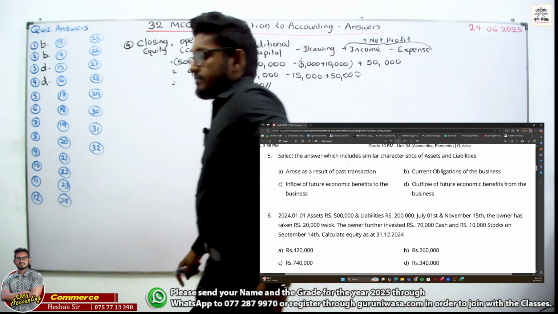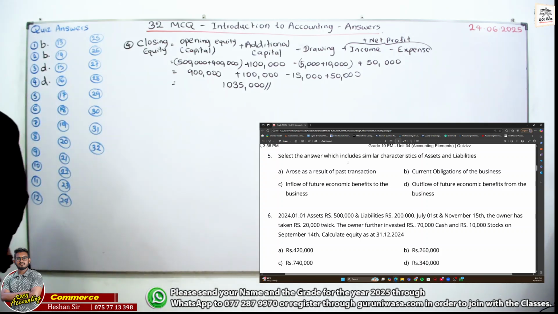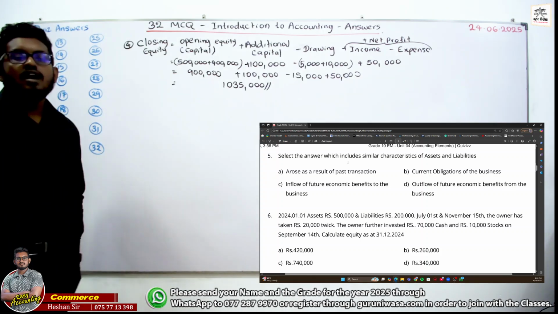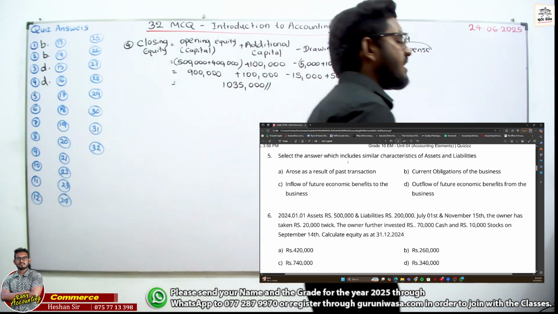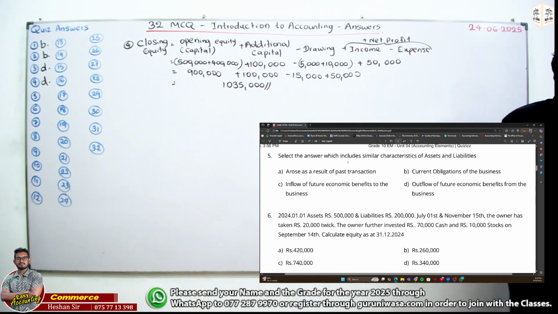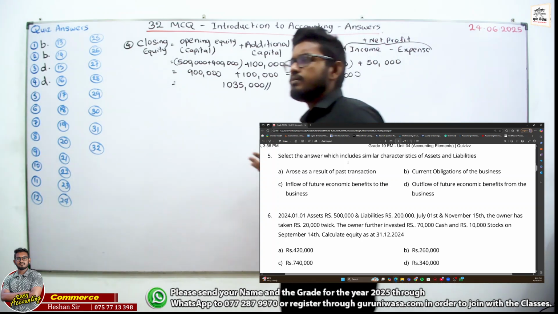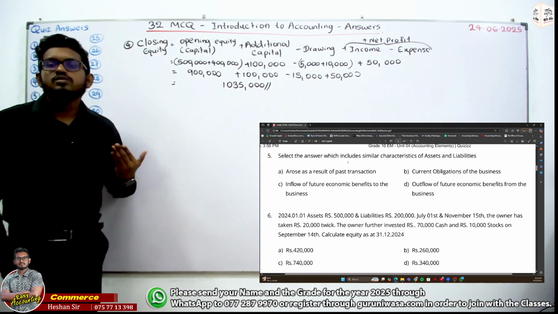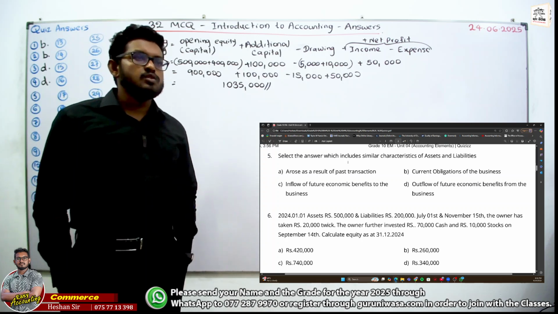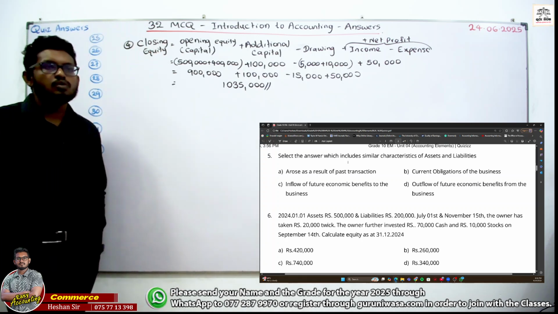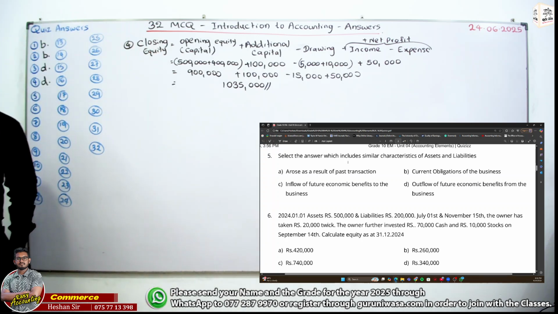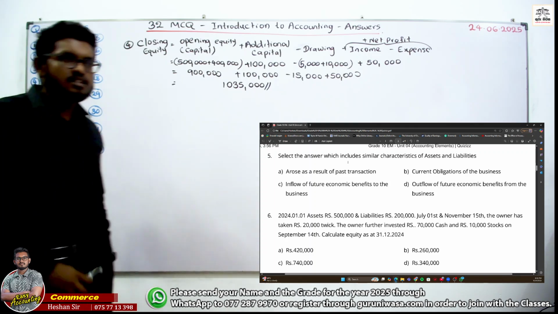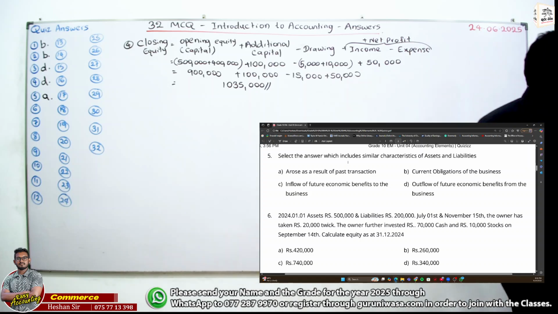Question number 5. Select the answer which includes similar characteristics of assets and liabilities. Similar characteristics. What are the two characteristics? Similar characteristics available in asset and liability. Only one thing. Past tense, arose as a result of past transaction. Can you hear me, guys? Other two things are totally different. So arose as a result of past transaction is the similar characteristic. So we can write the answer number A.